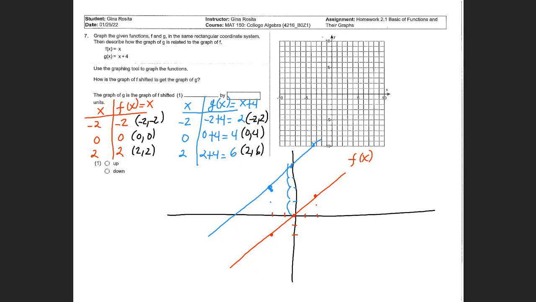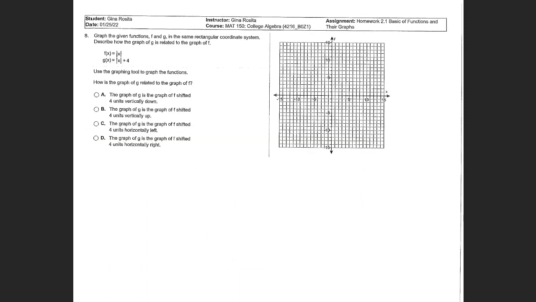Yeah, by how much? 1, 2, 3, 4. So up by 4. So you just write down over here. I use a different color. Yeah, this is up by 4. Okay, now go to the next one.